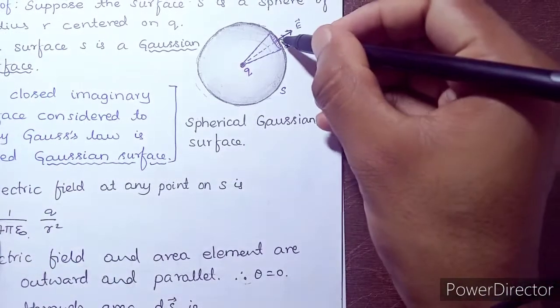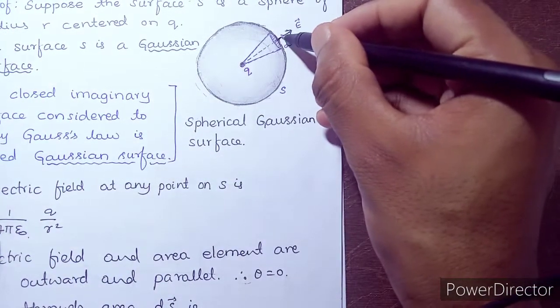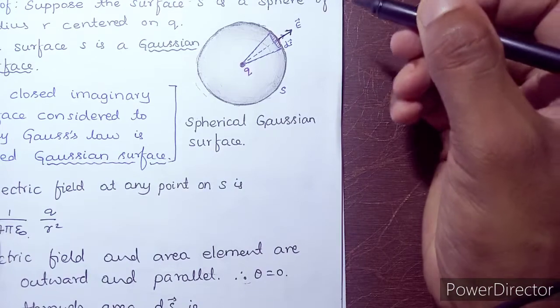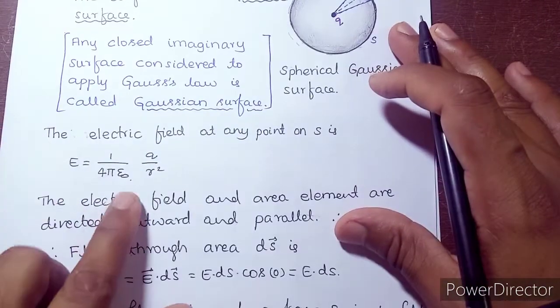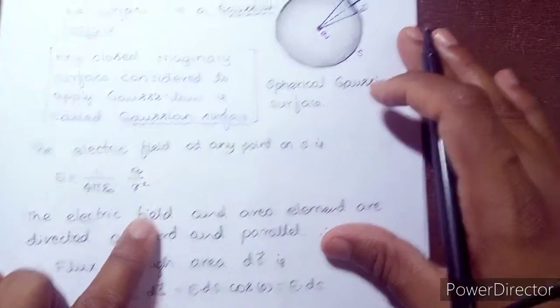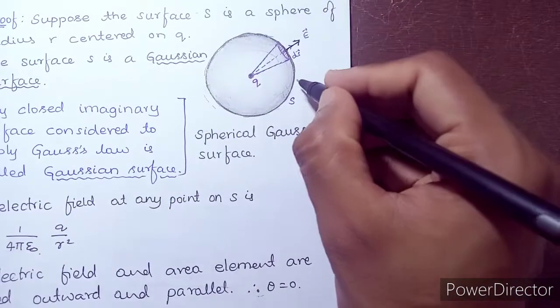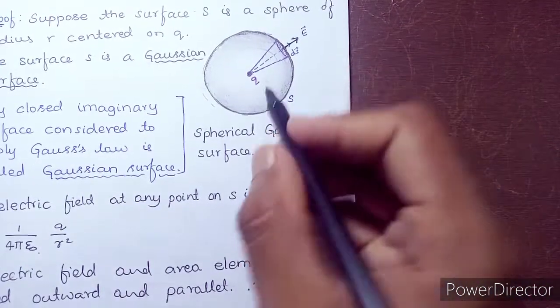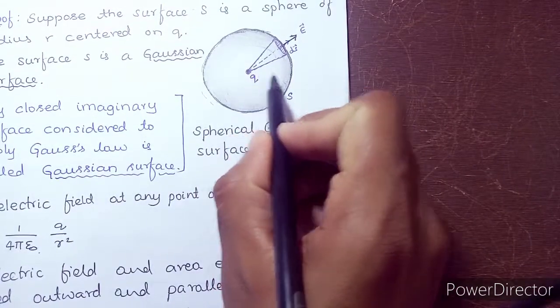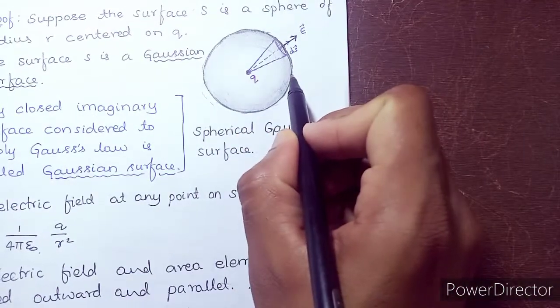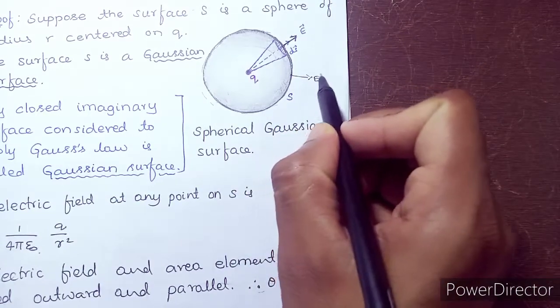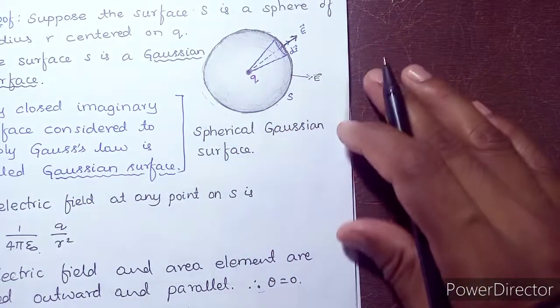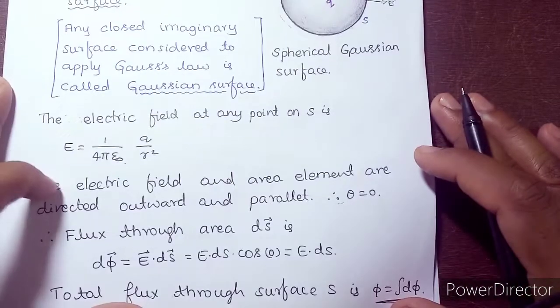So here, consider the electric field directed radially outwards, and the electric field at this particular point is given by 1 by 4 pi epsilon naught q by r square. If you want to find the electric field at this other point, it will be the same, because this distance gives the radius, and the electric field directs outwards, so you will get the same magnitude of electric field.